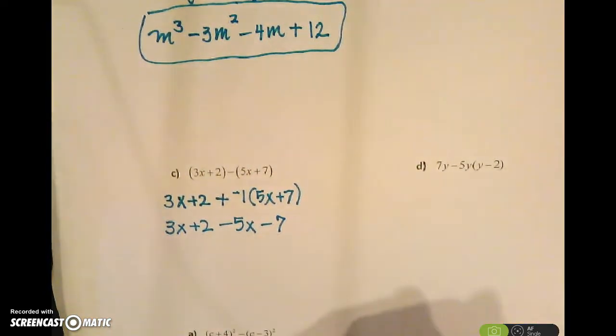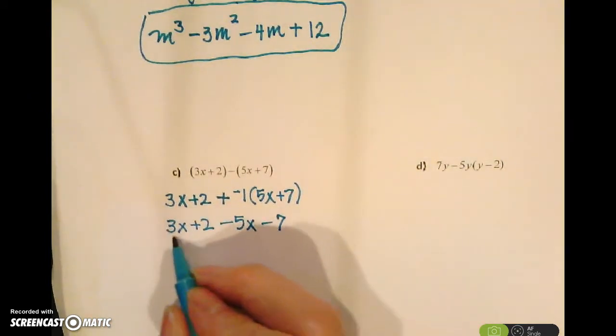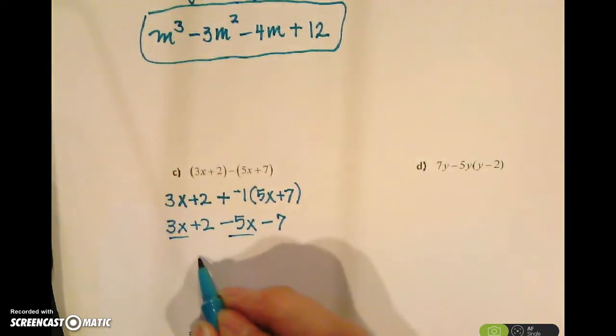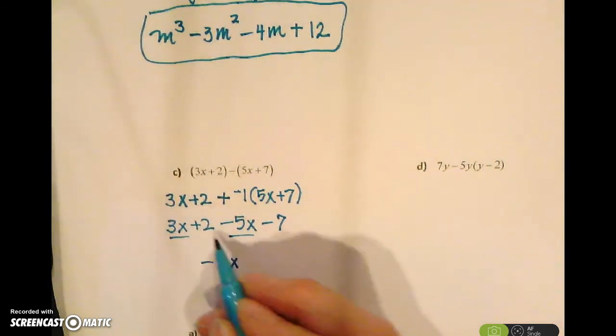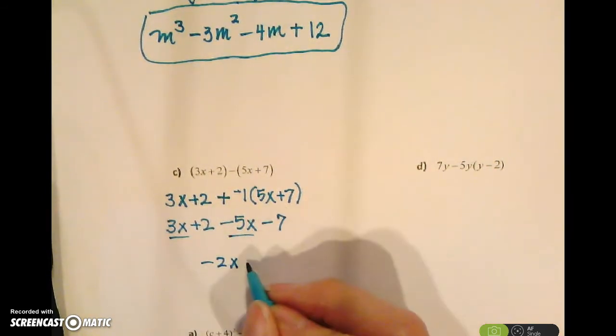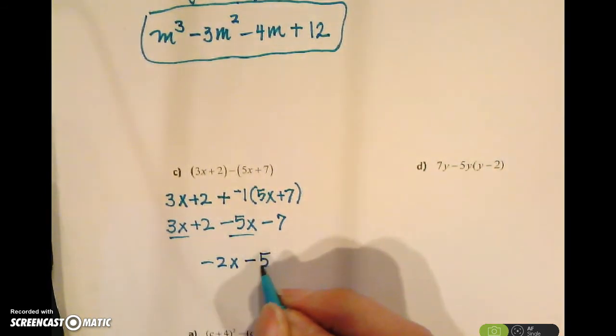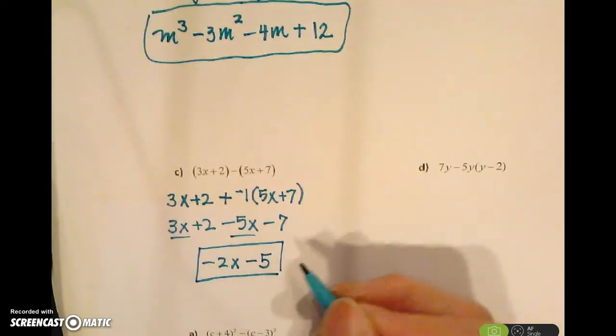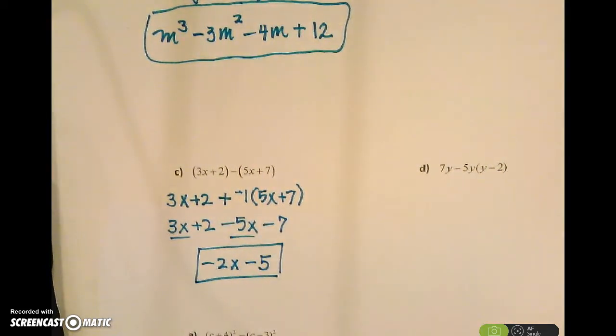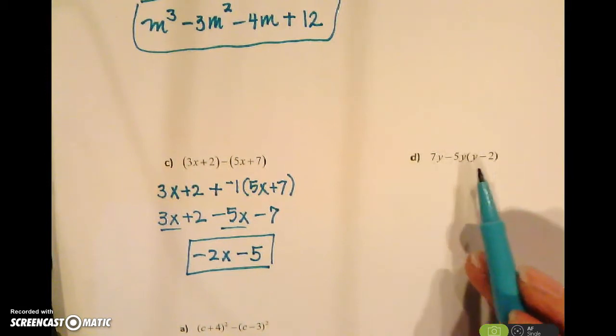All right, so once I finish my subtraction, I'm going to combine like terms. So I have negative 2x. Then I have a positive 2 and a negative 7, which is negative 5. And that's my answer for that. All right, so let's look at D next.